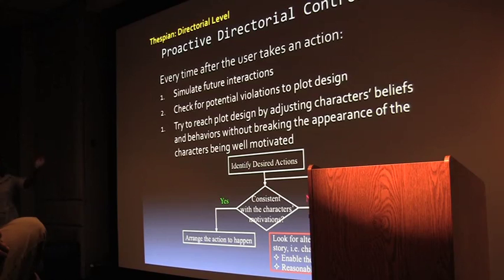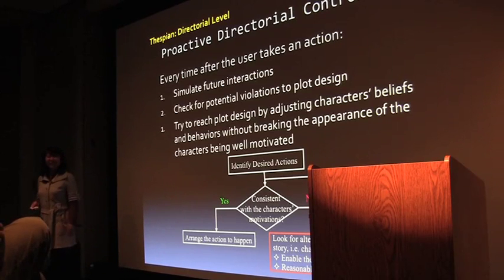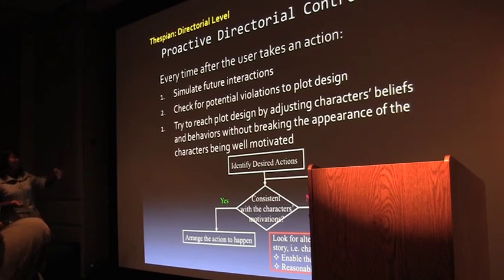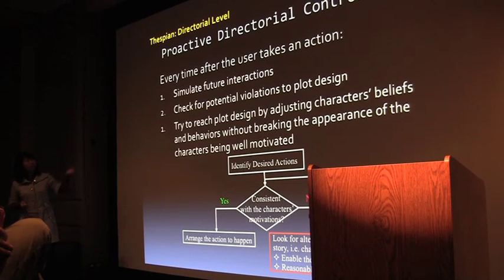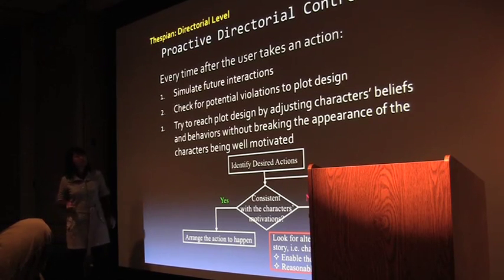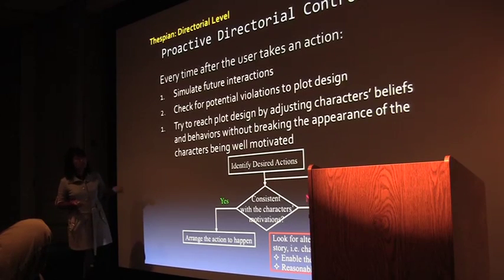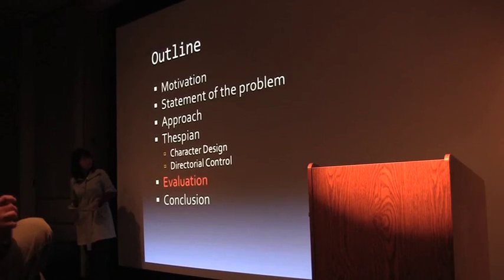So this slide is basically, because I spent quite a while explaining the director agent's loop, a summary of what he does. So, proactive procedures. He simulates future interactions and checks for potential violations according to plot design goals. And when a violation is foreseen, he tries to rectify the plot design by adjusting characters' beliefs and behaviors. And for doing that, there are other loops of procedures.